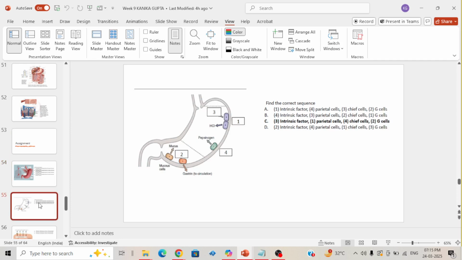Next question is, find the correct sequence. The thing which is marked as 1 is the cells which secrete HCl. What are those cells? Parietal cells. Okay. And the parietal cells secrete another thing along with HCl, which is called the intrinsic factor. Yes. And the gastrin is secreted by which cells?